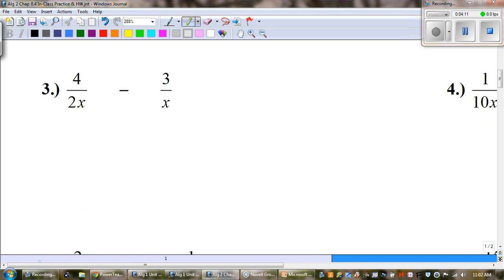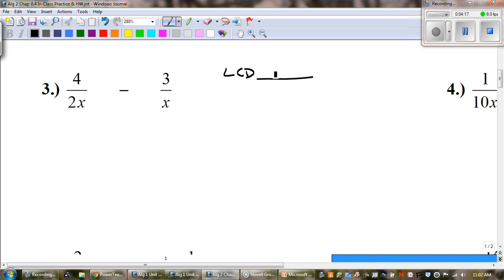All right, number 3. So the first thing that we need to find is the LCD. And it's broken up by the factors. I want these to be the same. The only thing they have in common is x. But what I'm missing over here is a 2. So our LCD is 2x because I need them both to be the same.